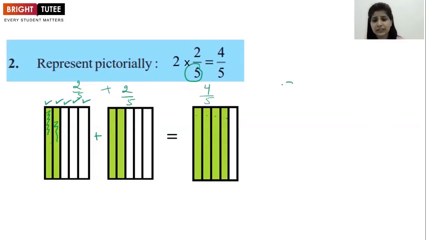You can use a circle also, students, and make 5 equal parts in that. Yes, and then you can try to shade 2 out of the 5, and then again you can have a similar circle and you will get the answer as 4 upon 5. That way also you can show.